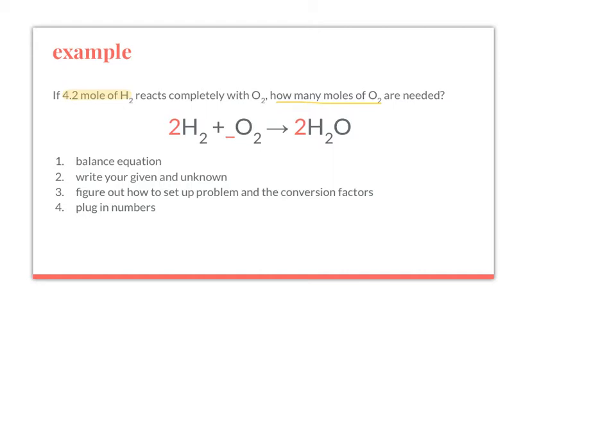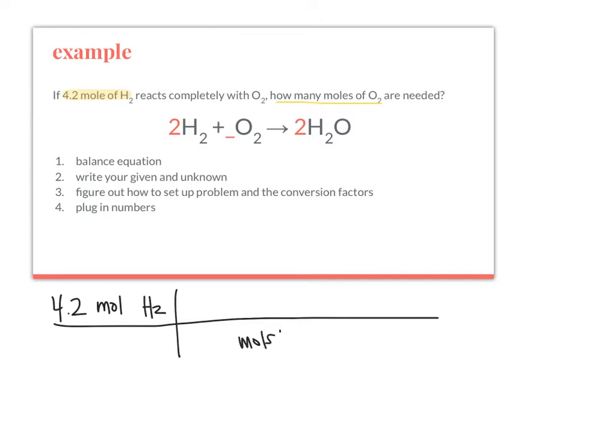little box, whatever you want to call it. So we have 4.2 moles H2. And don't even worry about the numbers at first. If we have moles of H2 on top, we need moles of H2 on bottom. And then we're trying to get to moles of oxygen. So can we go from moles to moles of something else? Yes, we can. So we'd have moles of O2 on top.